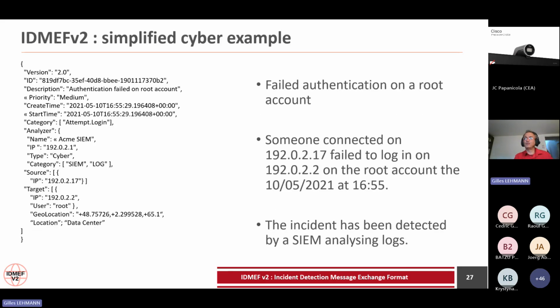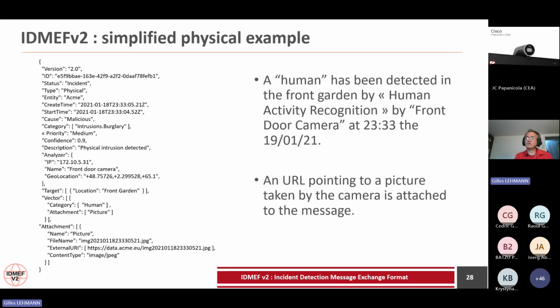Now we go through some examples. The idea is just to show you that it's not so complicated. It's quite easy. Even if I haven't explained everything to you, you can nearly guess what is in there. So it's a failed authentication on the root account, the geolocation, the location, the user, etc. That's a typical cyber example.